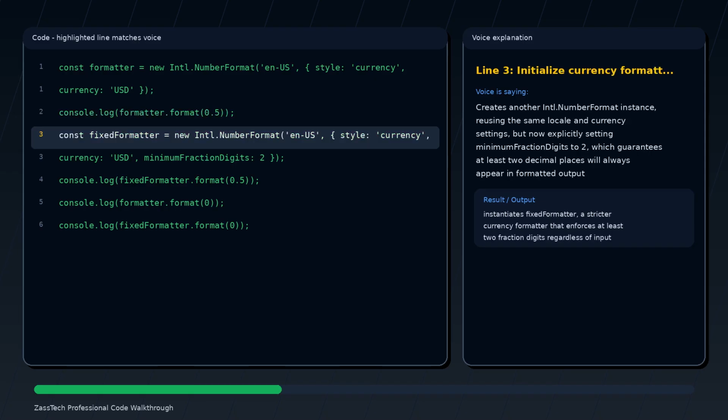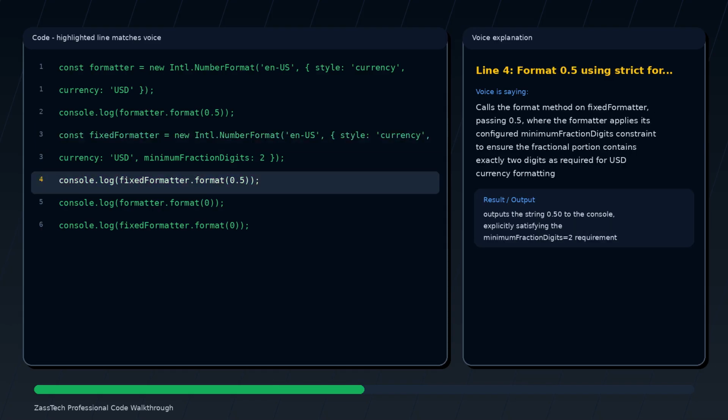Creates another international number format instance, reusing the same locale and currency settings, but now explicitly setting minimum fraction digits to 2, which guarantees at least 2 decimal places will always appear in formatted output. Calls the format method on fixedFormatter, passing 0.5, where the formatter applies its configured minimum fraction digits constraint to ensure the fractional portion contains exactly 2 digits as required for USD currency formatting.